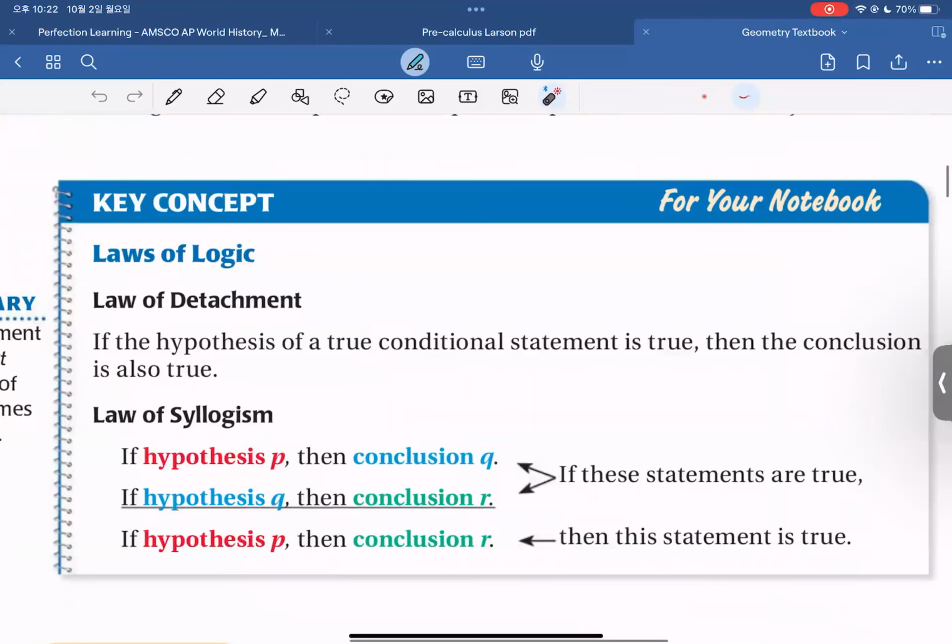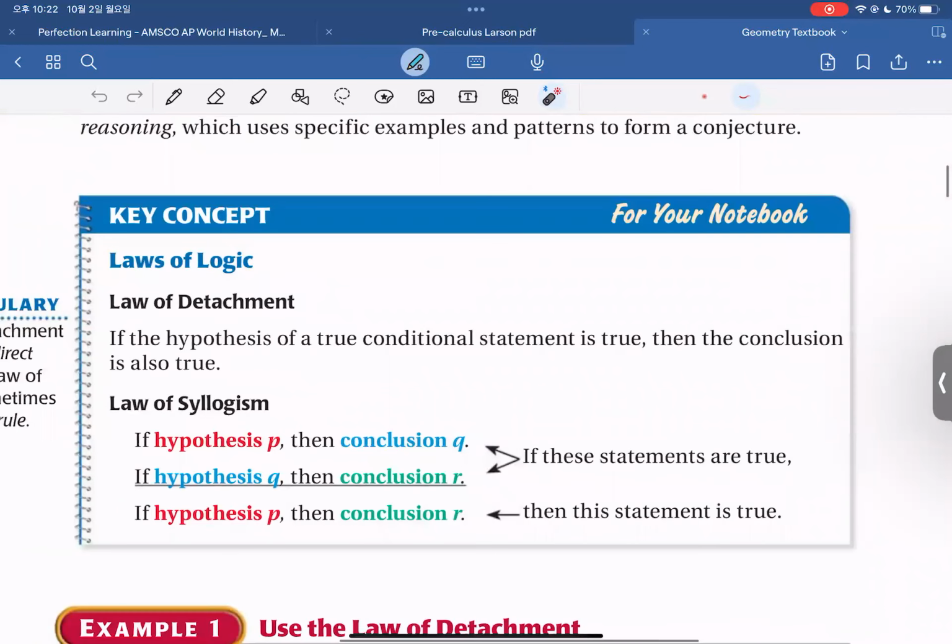First, let's look at the law of detachment. If the hypothesis of a true conditional statement is true, then the conclusion is also true. I think we already saw this in the previous section with the 46 chromosomes in humans example. So this is basically the law of detachment.